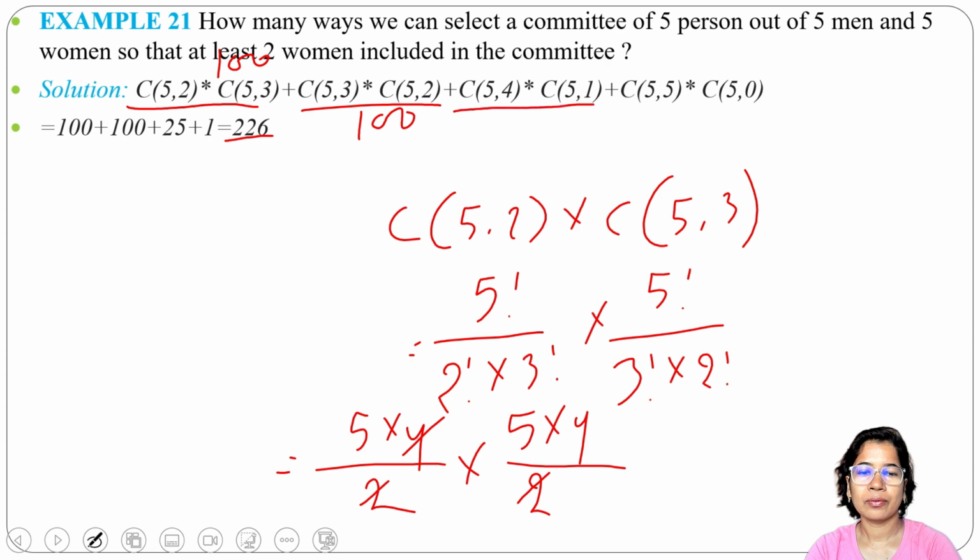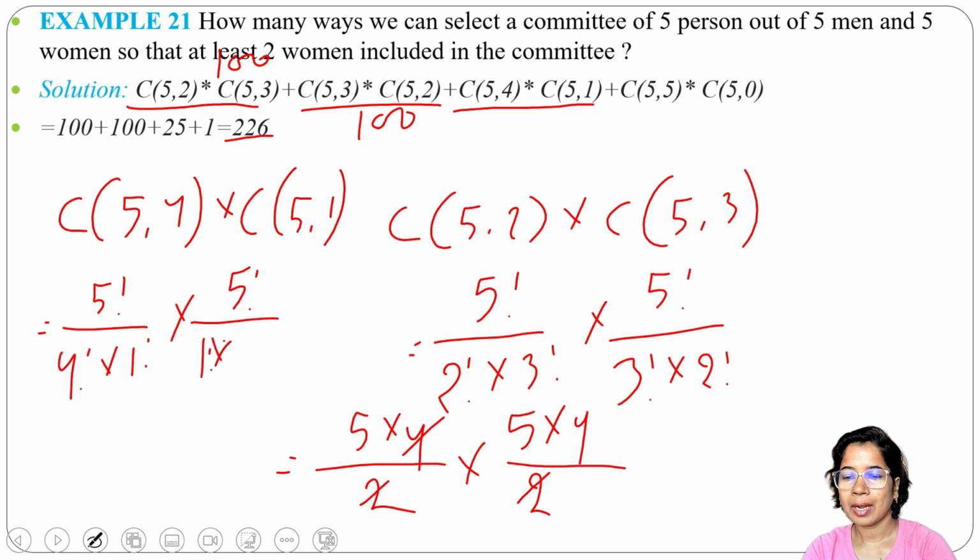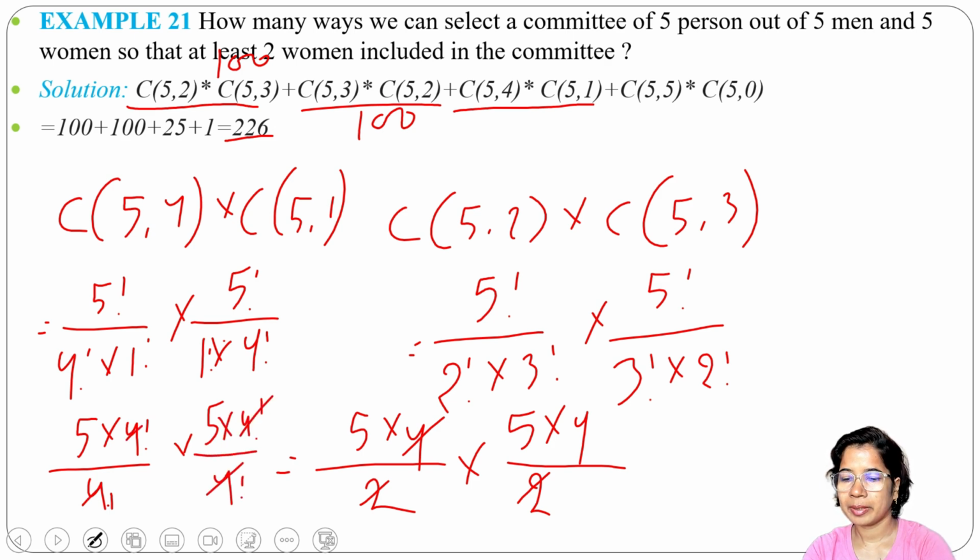Then C54 multiplication C51. C54 is 5 factorial divided by 4 factorial multiplication 5 minus 4, that is 1 factorial. C51 is also 5 factorial divided by 1 factorial multiplication 5 minus 1, that is 4 factorial. 5 factorial you can write as 5 multiplication 4 factorial divided by 4 factorial. Here also 5 multiplication 4 factorial divided by 4 factorial. So this 4 factorial will be cancelled. 5 multiplied by 5, it's 25. So here we got 25.